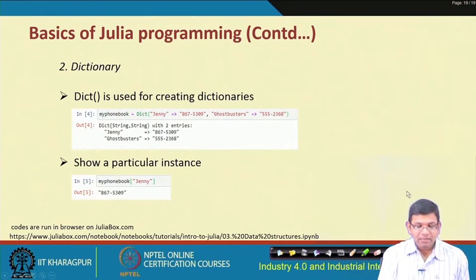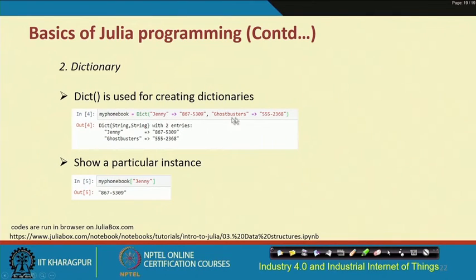To create a dictionary, this is the command to be used. So, my phone book equal to dict, this particular command will create this dictionary. So, dict, then you have all these different values that are going to be stored against these different variables. So, this will create this particular dictionary named my phone book. Then if you print this particular my phone book dictionary, this is how it is going to look. If you want to show a particular instance, this is the way to do it.